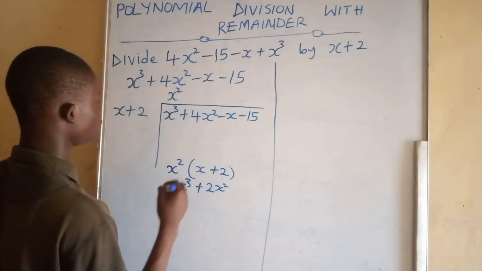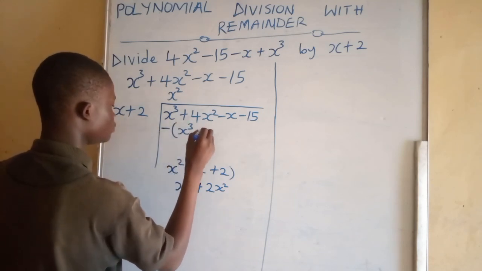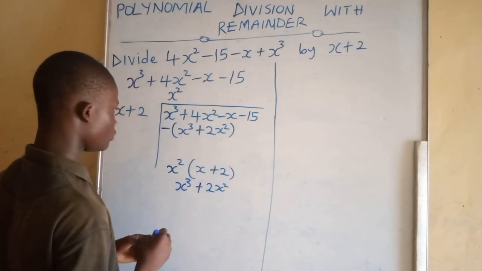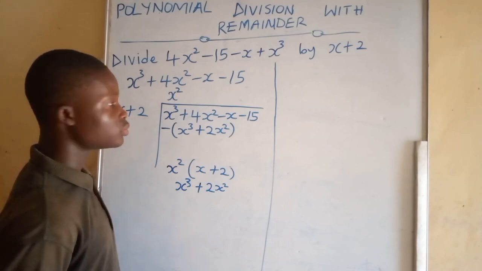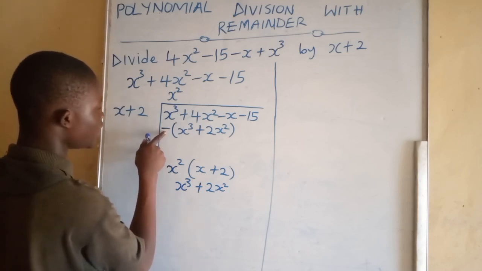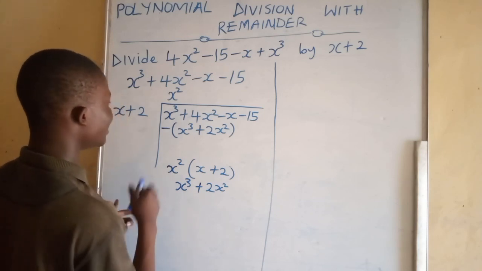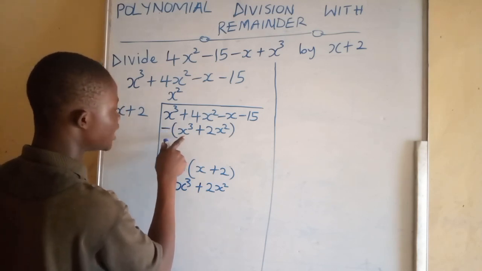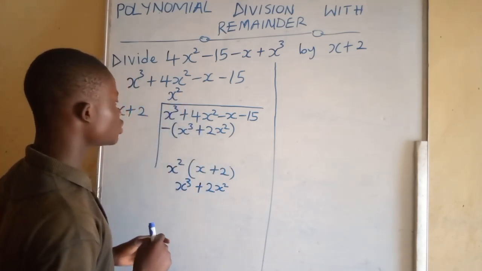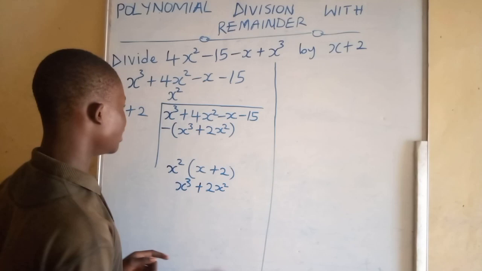Now let's do it. As I said in my last video, I usually advise my students to put this minus here and put everything into brackets so that they'll be able to know that this minus is not only affecting this x cubed but also affecting this 2x squared. Those are part of what confuses students in polynomial division. Now let's continue.